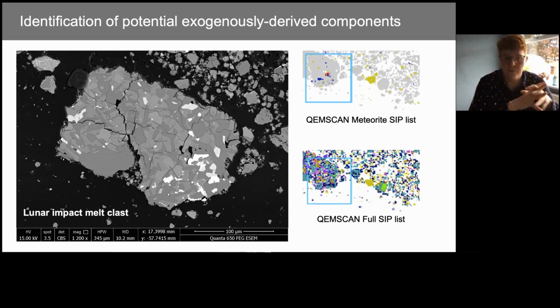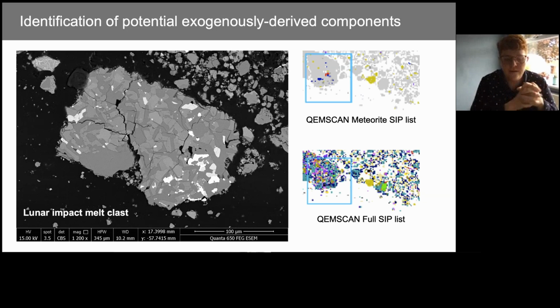So this is really the stage that we're up to with this. We've gone back on the SEM and taken some high resolution images of some clasts that have been picked out of the ChemScan data. Just in the top right there, we can see this clast was picked out by the ChemScan meteorite phase list because it had some sulfides, shown in blue, and a bit of iron, shown in red.